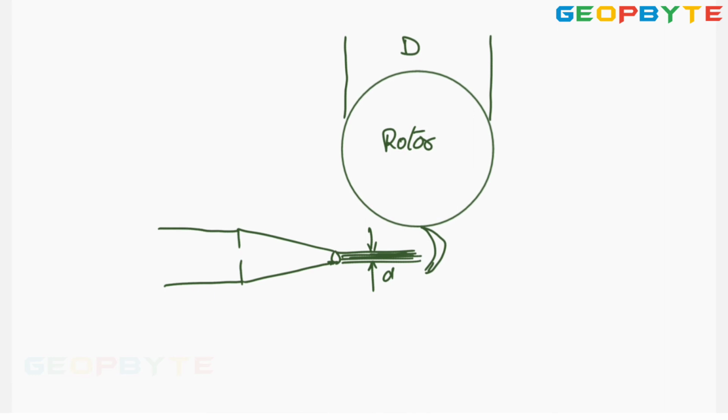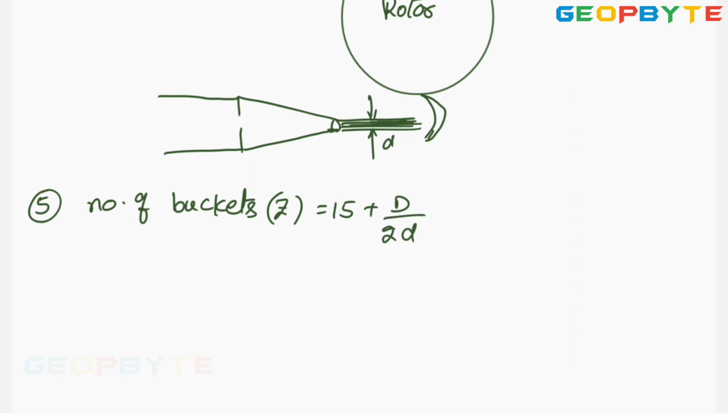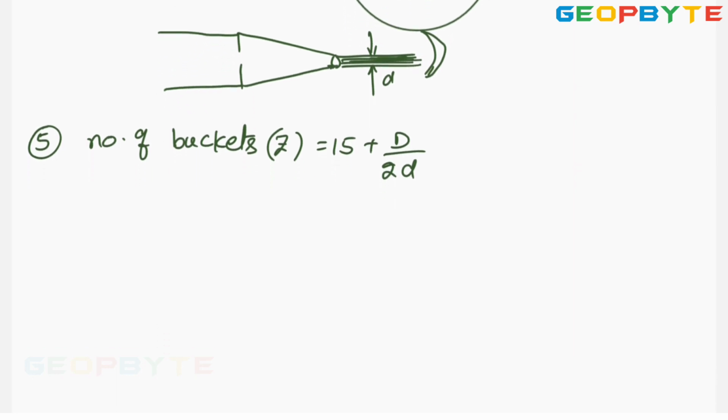Next, number of jets required completed. Number of buckets, let it be Z, is equal to 15 plus capital D by 2 into small d, where capital D equal to rotor diameter and small d equal to jet diameter. This is the formula for deciding how many buckets are required for the Pelton wheel.